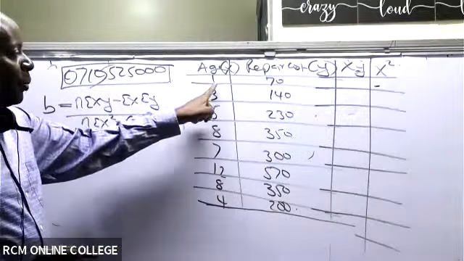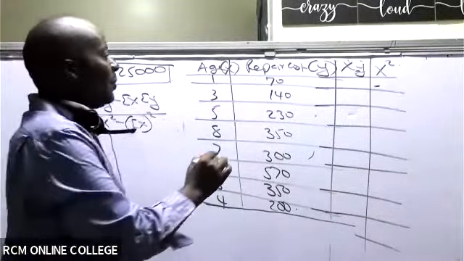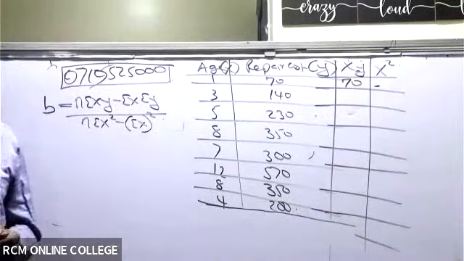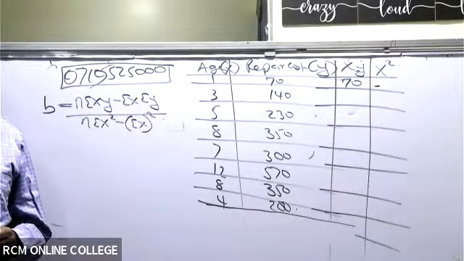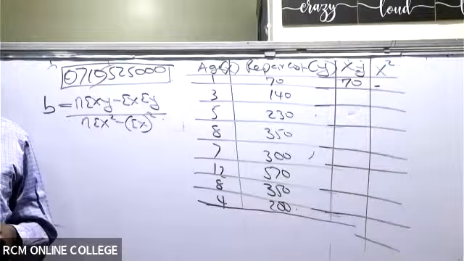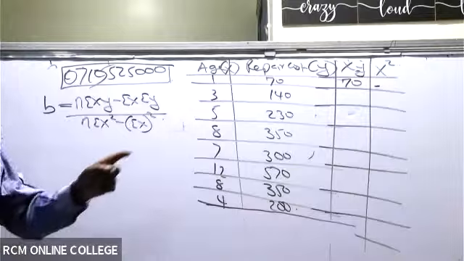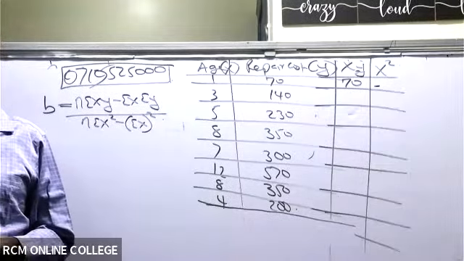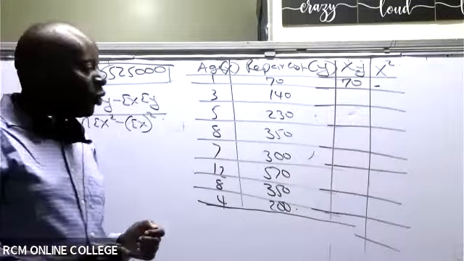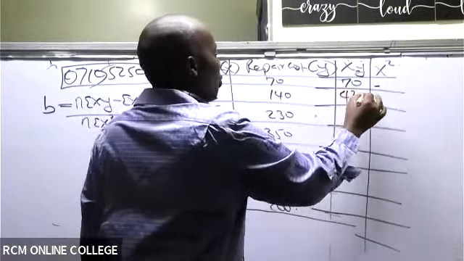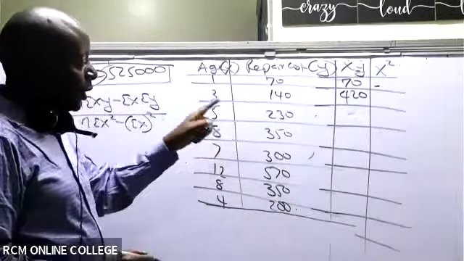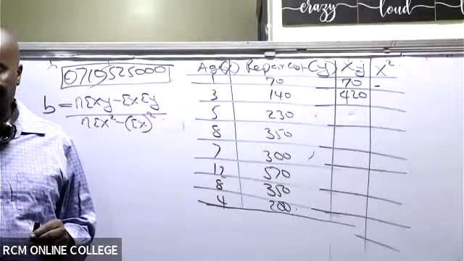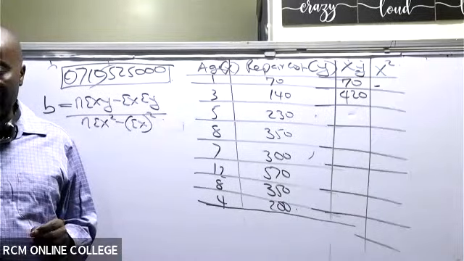So xy means you're multiplying. So 1 times 70, this gives me 70. How about 3 times 140? Can somebody give me 3 times 140? You guys must give me these values. That gives me what figure? Chitechi Laura, 420. Thank you so much. 420. And then we have here 5 times 230.